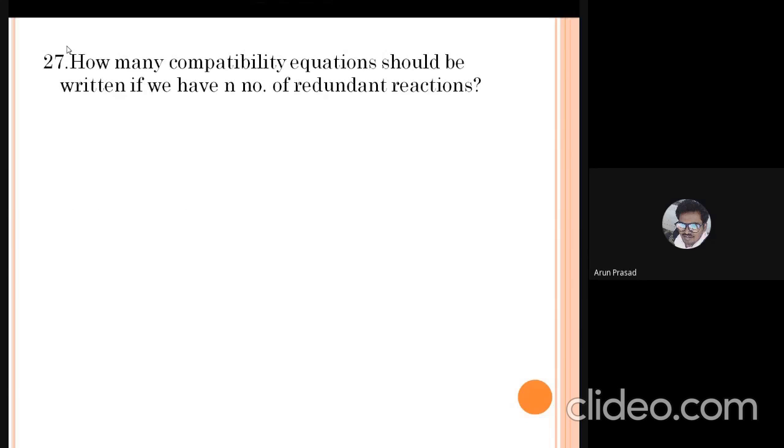Next, how many compatibility equations would be written if we have n number of redundant reactions? If you have n redundant reactions, how many compatibility equations will there be? The options are n minus 1, n, n plus 1, or n plus 2. The answer will be n.